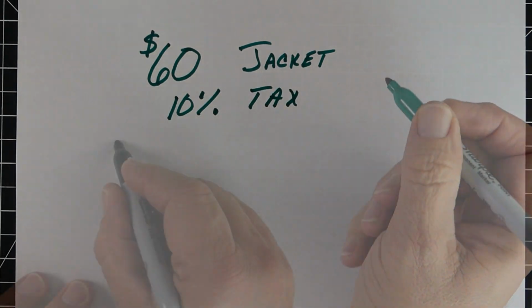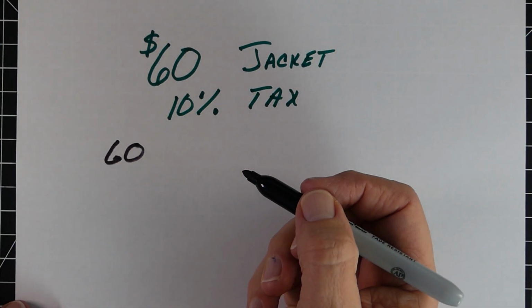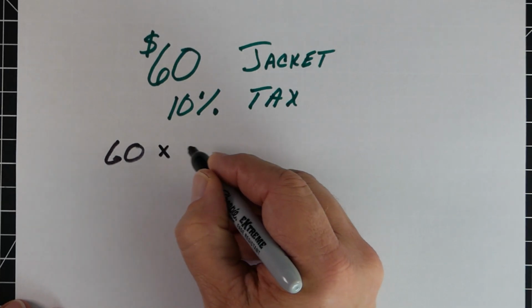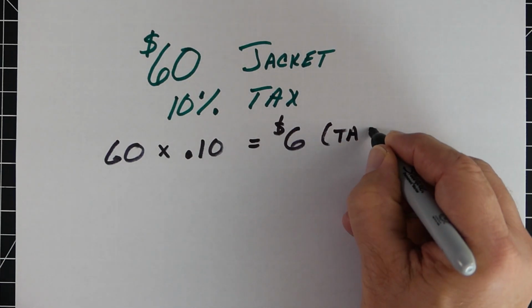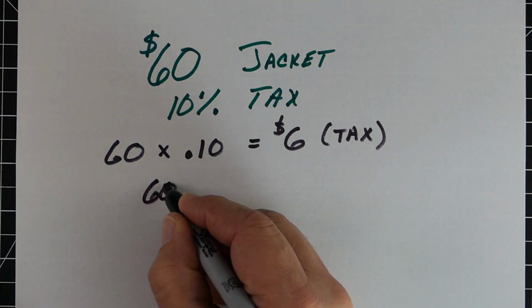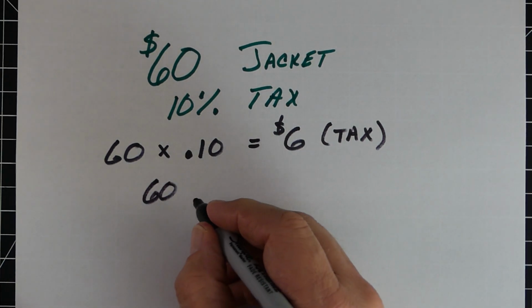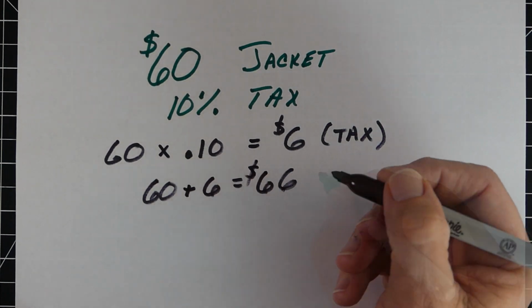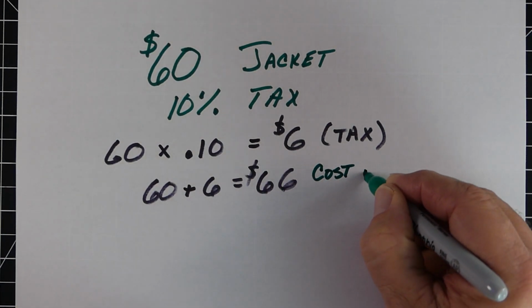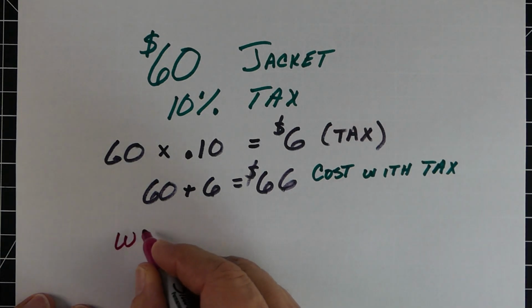The first thing we probably want to do is find out how much we have to pay in tax. So we take the $60 jacket and multiply it by 10%, which we write as a decimal, and we get $6. That's the amount of tax. We then take the cost of the jacket, $60, add the tax, $6, and we get $66. That's our total cost with tax.